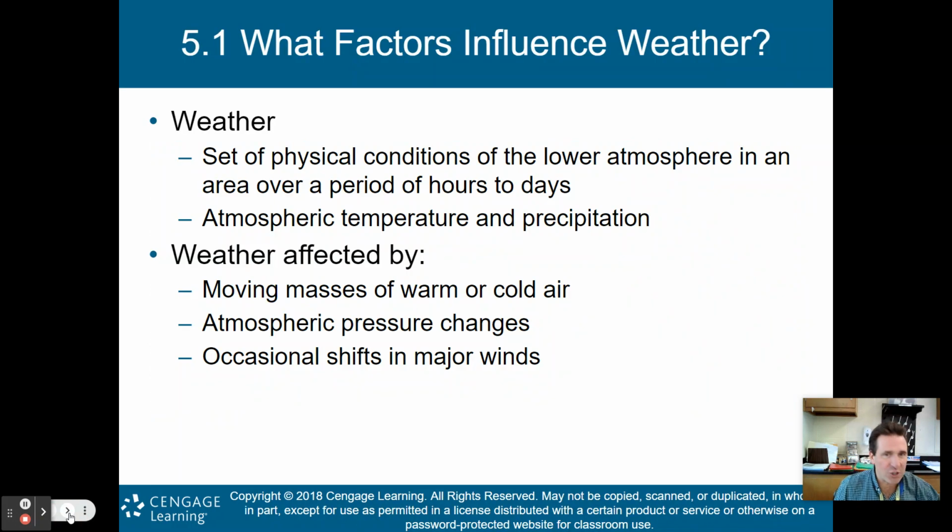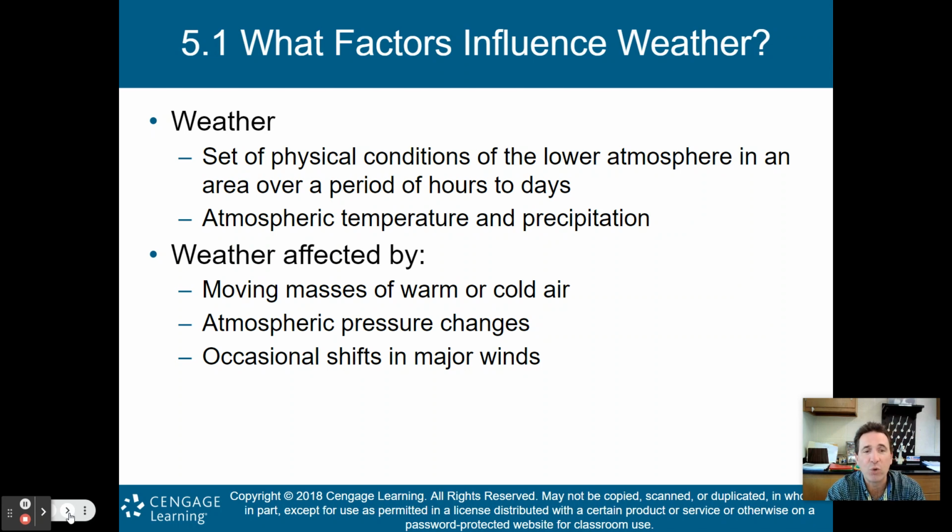All right, so what factors influence weather? So there's weather and then there's climate. What I want you to know is weather is more short term, a couple of days, a couple of weeks, maybe a month or so, while climate is long term, so really years, decades, centuries, etc. So weather is a set of physical conditions of the lower atmosphere. Most of the weather happens in the troposphere, which is the lowest level of the atmosphere. So it's a set of physical conditions of the lower atmosphere in an area over a period of hours to days, pretty much what I just said. And we're going to be looking at atmospheric temperature and precipitation. Again, precipitation: rain, snow, anything falling from the sky.